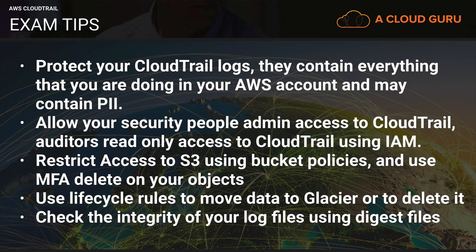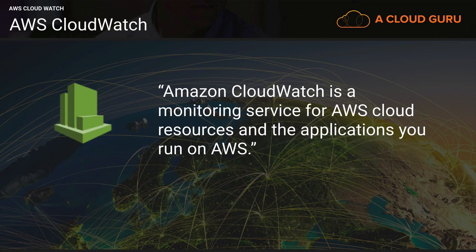Make sure you protect your CloudTrail logs because they contain everything that you are doing in your AWS account, and they could also contain personally identifiable information. Allow your security people admin access to CloudTrail, but auditors read-only access using IAM, and then restrict access using S3 bucket policies and use multi-factor authentication delete on your objects. You should use lifecycle rules to move the data to Glacier or to delete it, and always check the integrity of your log files using your digest files.